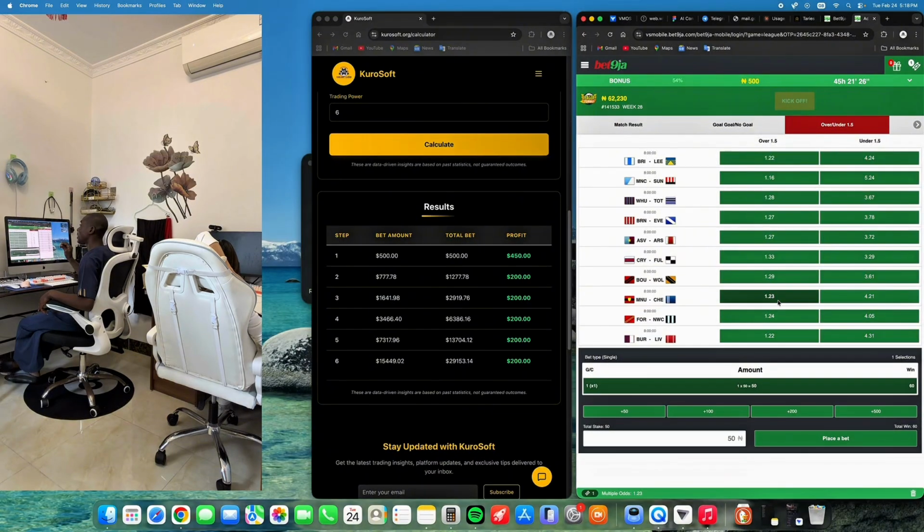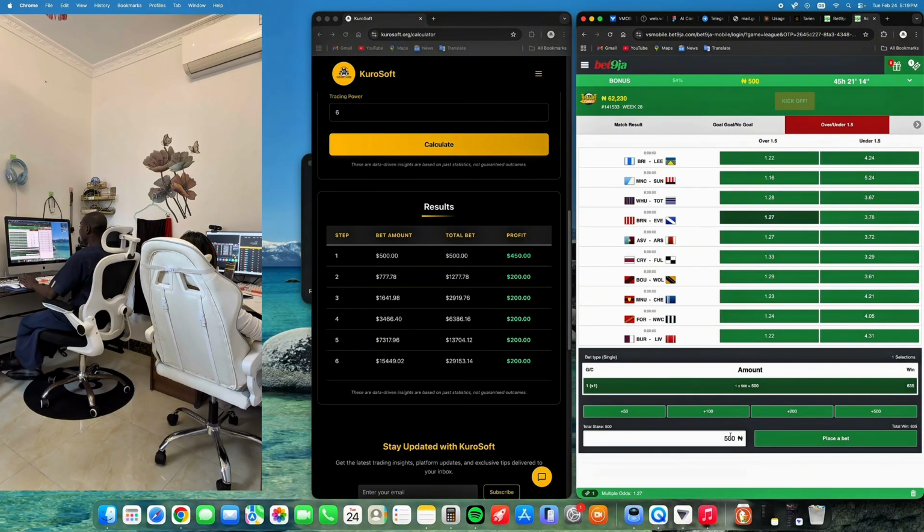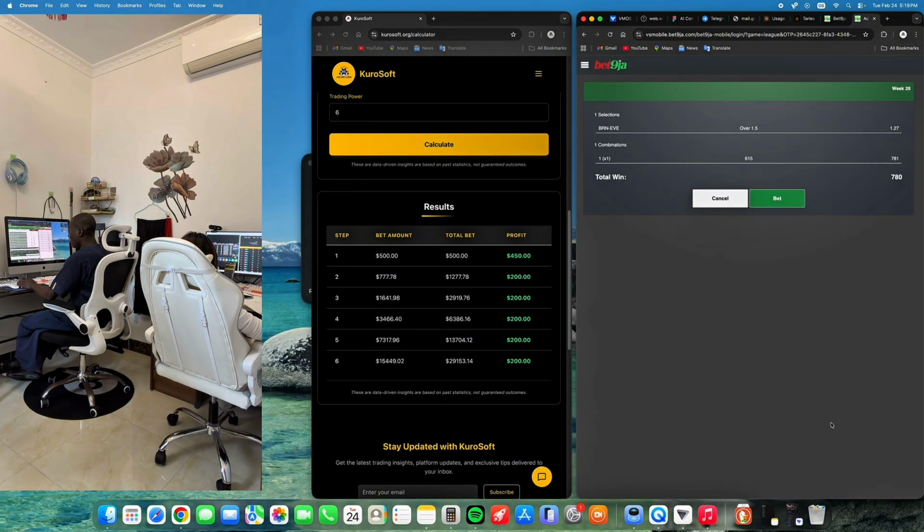So you always have to take note of how much you have won, so that you use that entire amount again. So let's assume we made a win of 615 previously. 615 naira. So we are going with 615 naira, the amount you win previously.